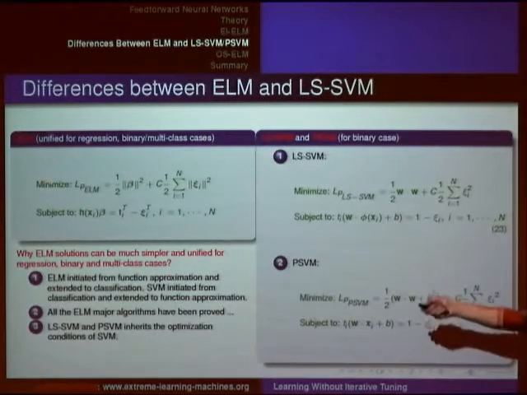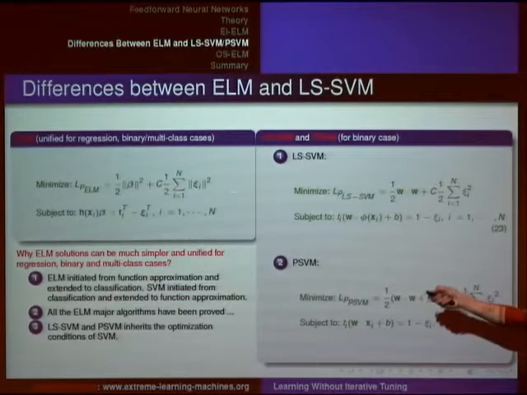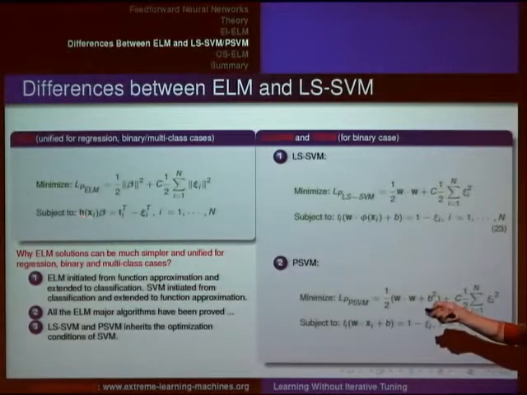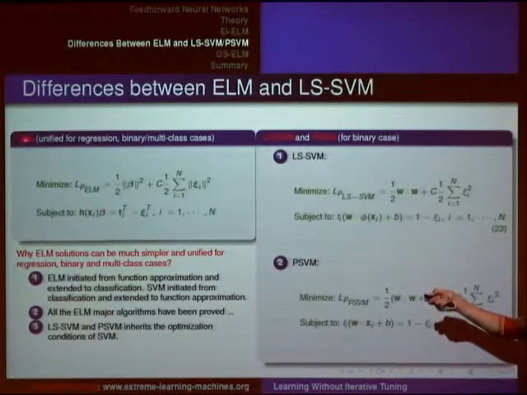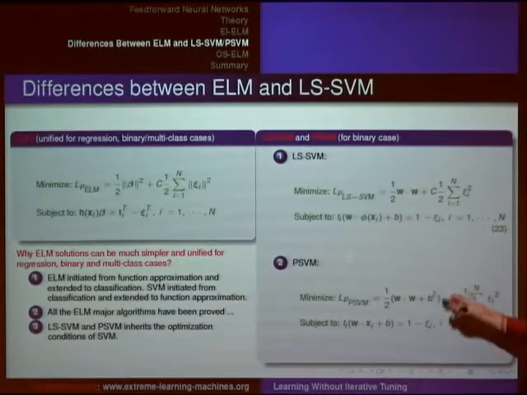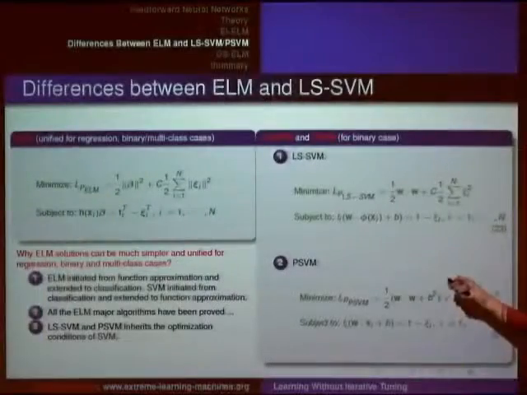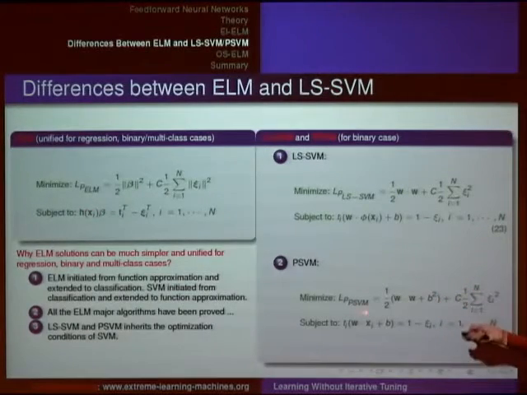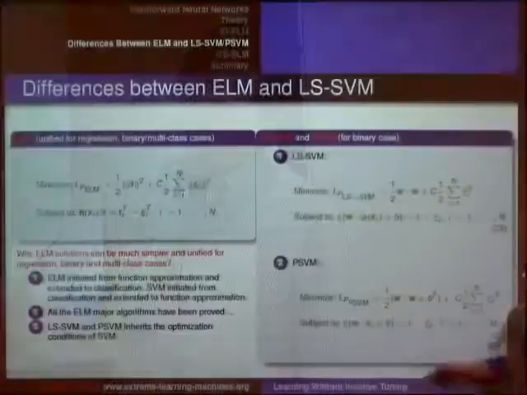And how about ELM? The target function is the same as least square SVM, but the condition is different. The condition of ELM is different from the other two. For ELM, we don't have the b here, which is the bias of the output node. For least square SVM and PS-SVM, they have the bias in the output node. Because what's the reason?